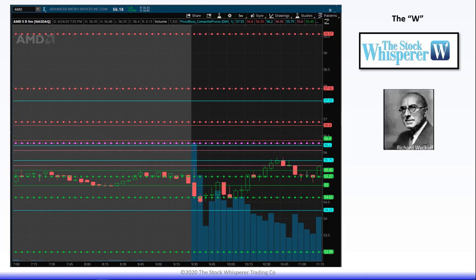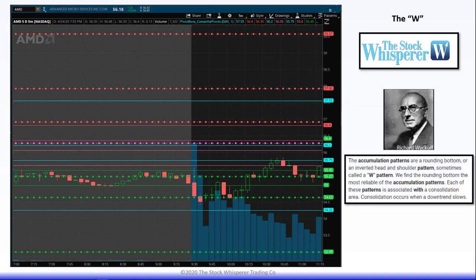You guys see the W in my logo? That is not a coincidence. That is one of my favorite bottom patterns, the W. Richard Wyckoff called it an accumulation pattern. So you want to buy at the bottom when it forms a W. The accumulation patterns are either a rounded bottom or an inverted head and shoulder pattern, sometimes called a W.